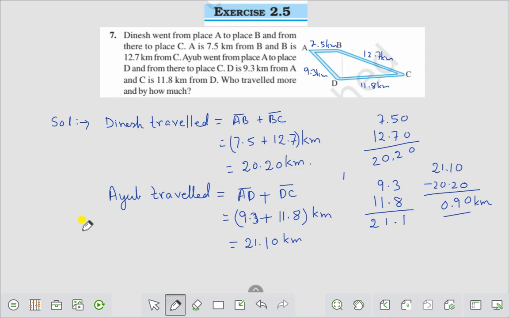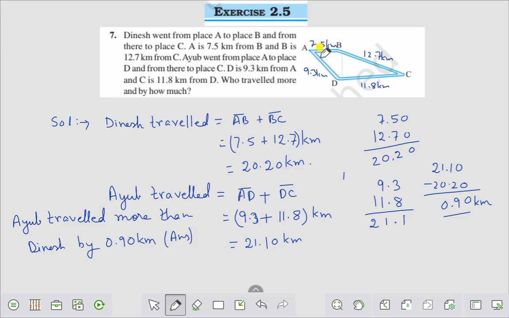Therefore, who traveled more and by how much? We can say that Ayub traveled more than Dinesh by 0.90 kilometer. This is the answer.